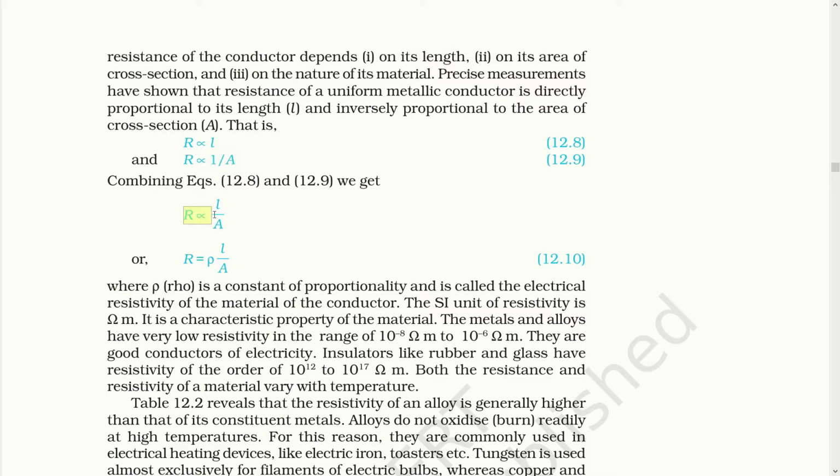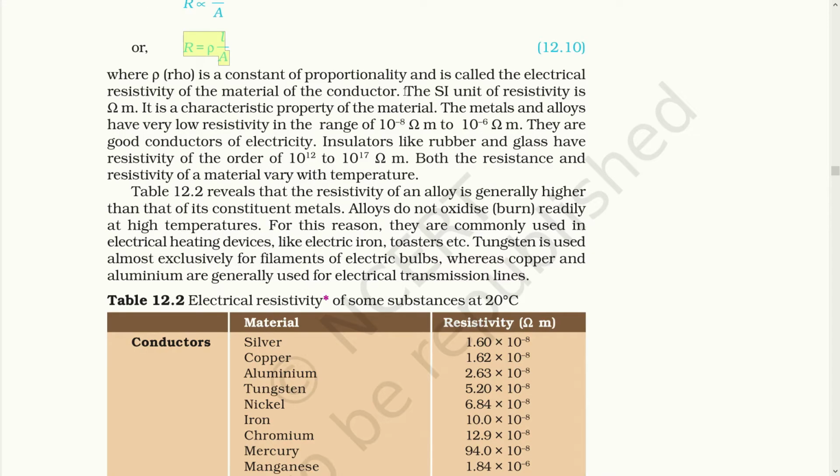Combining the equations, you will find that R varies as L upon A, where you get rho as a constant of proportionality, called the resistivity of the material of the conductor. So your equation will become R is equal to rho L upon A. The SI unit of resistivity is ohm meter. The SI unit of resistance was ohm, while the SI unit of resistivity is ohm meter. It is a characteristic property of the material.